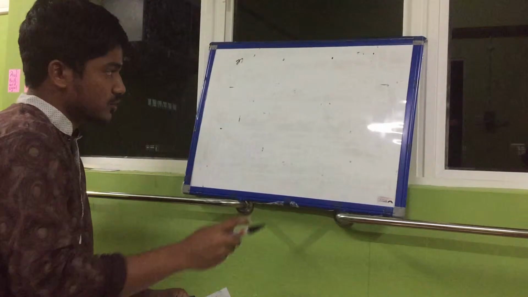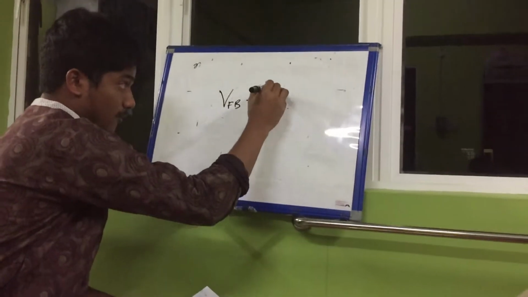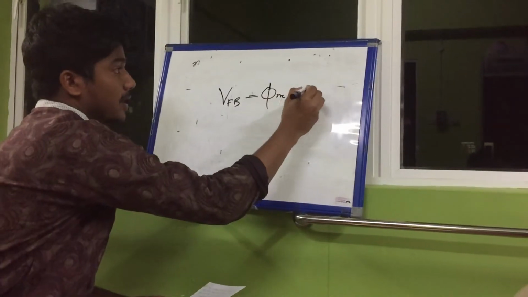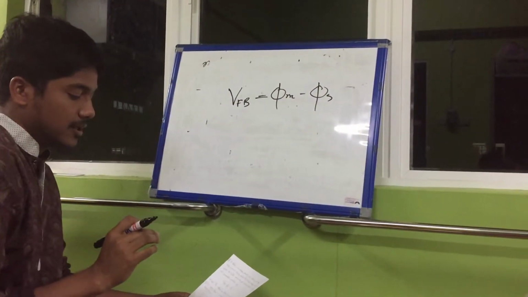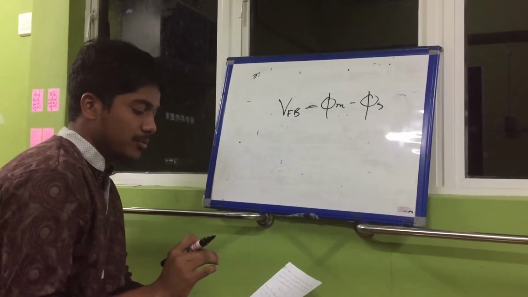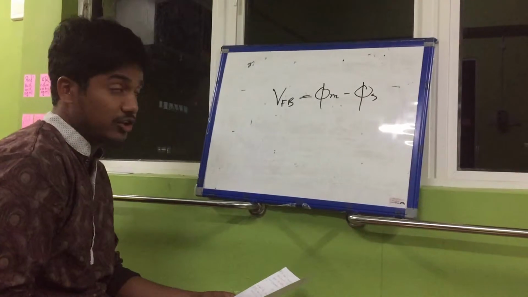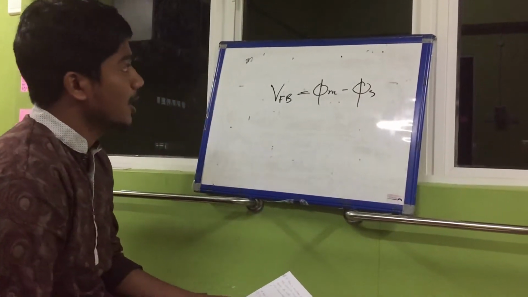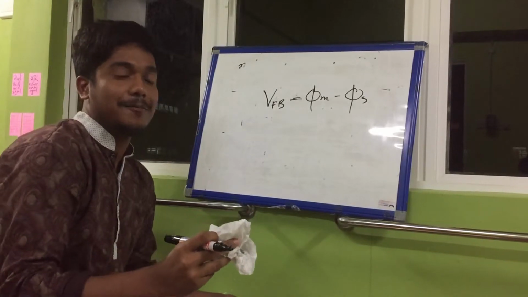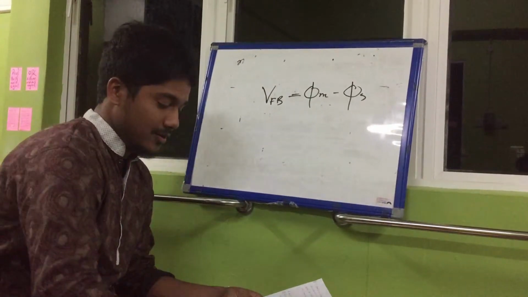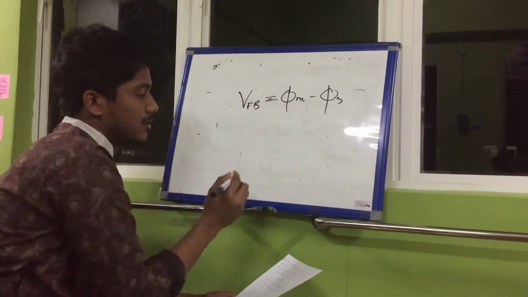VFB equal to phi m minus phi s is okay. We get the idea, but the exact electron transfer from the Fermi energy to the vacuum level is not exactly the same as the metal in vacuum. So we need to think a little bit more. We have another good equation to solve this, the exact, correct equation.